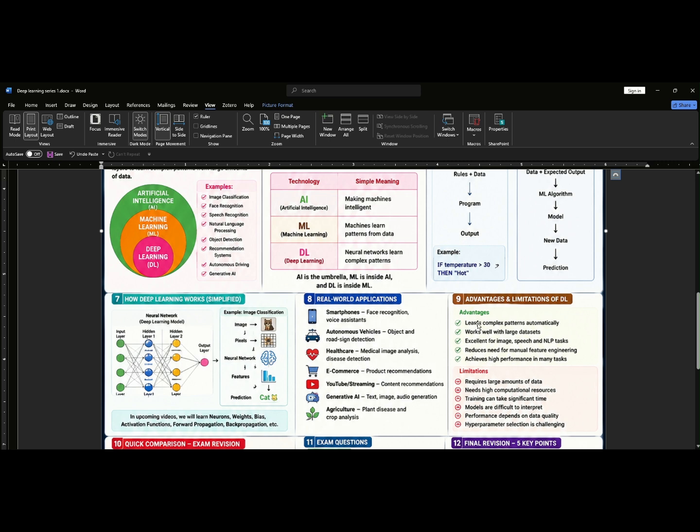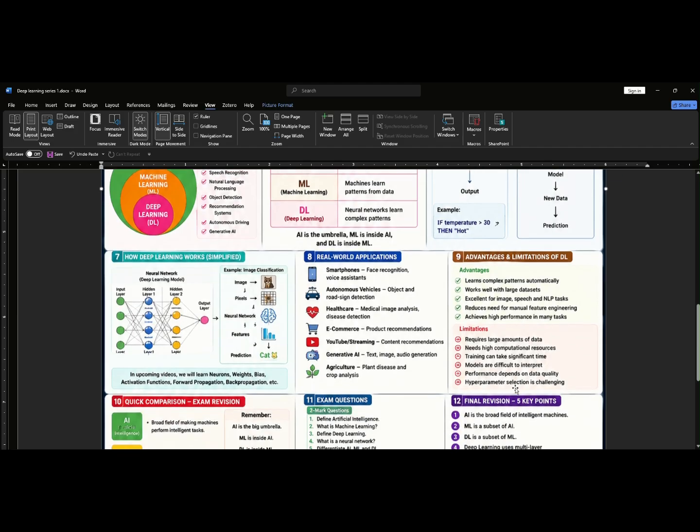The advantages: it learns complex patterns automatically, works with large data sets, is excellent for image, speech, and NLP tasks, reduces manual feature engineering, and achieves high performance on many tasks.